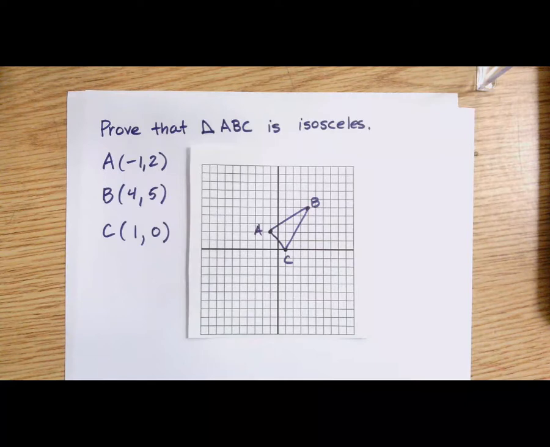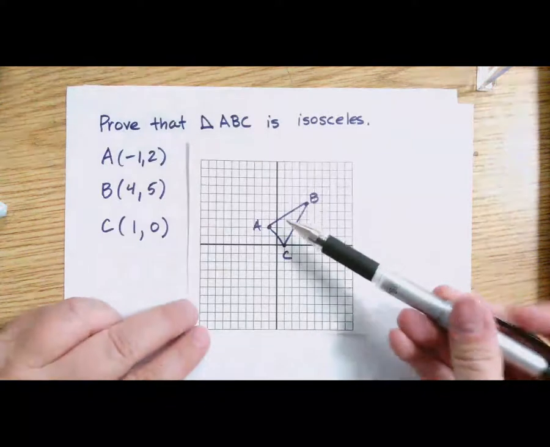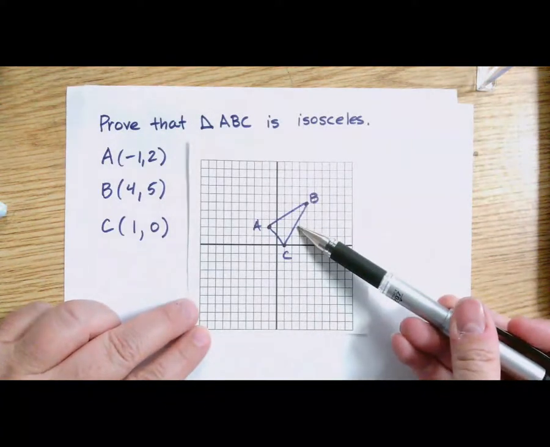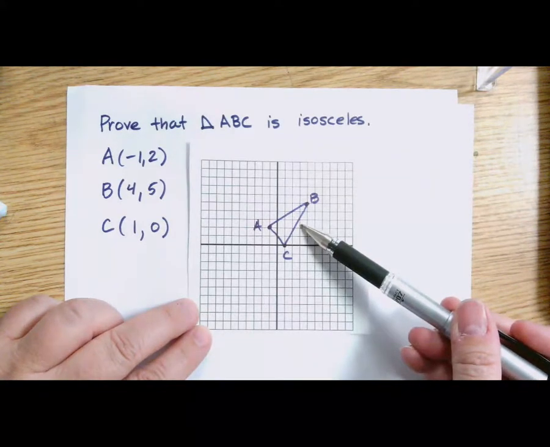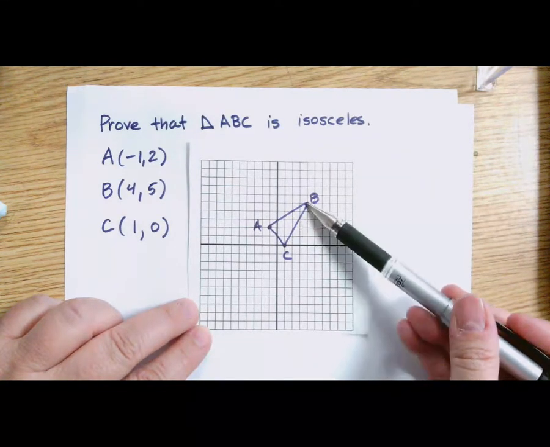Well, first thing to understand is what it means to be isosceles. Isosceles means it has two congruent sides. It looks like the two congruent sides would probably be this side and this side if they are. But honestly, I'd really like to find all three side lengths just to make sure I know what I'm looking at here. So that's what I'm going to do, I'm going to find the side lengths.